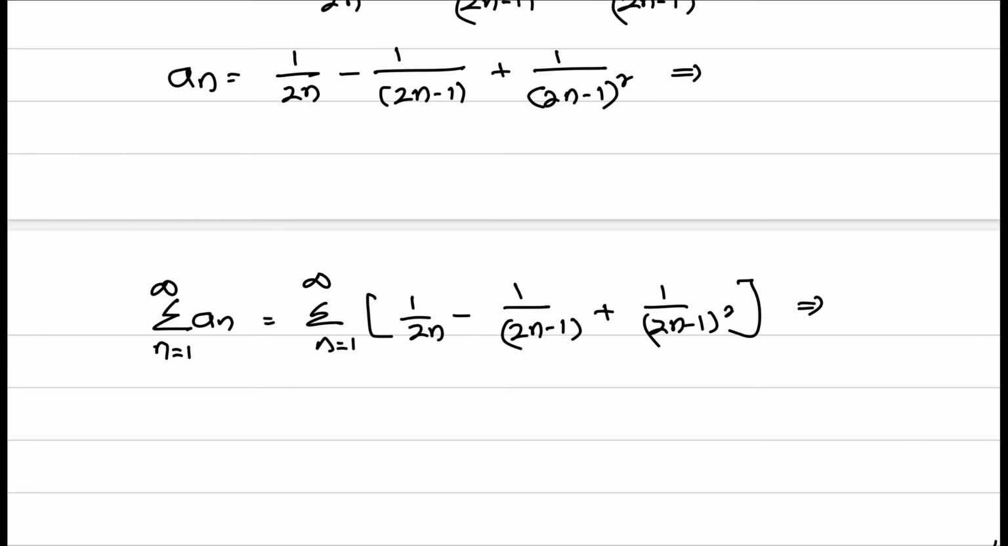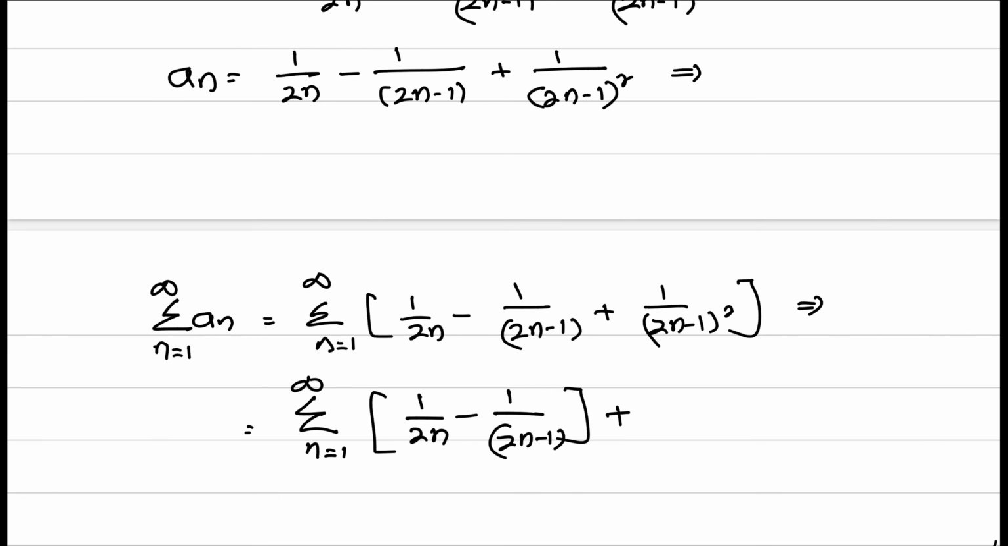That implies the given series value will be sigma n equal to 1 to infinity 1 by (2n minus 1)(2n minus 1), which is 1 plus sigma n equal to 1 to infinity 1 by (2n minus 1) whole square.